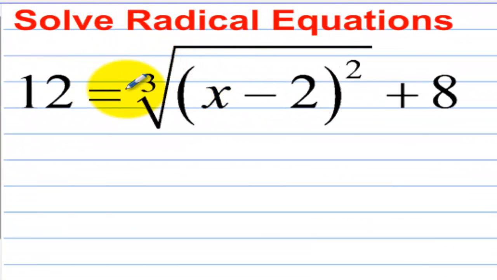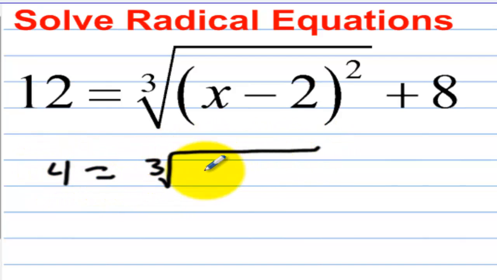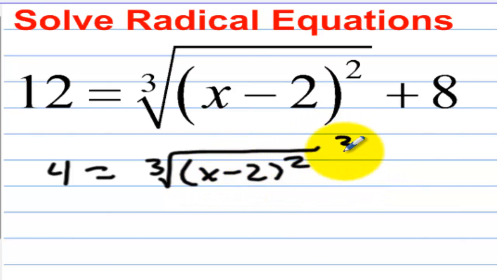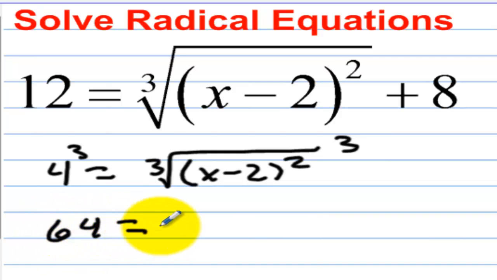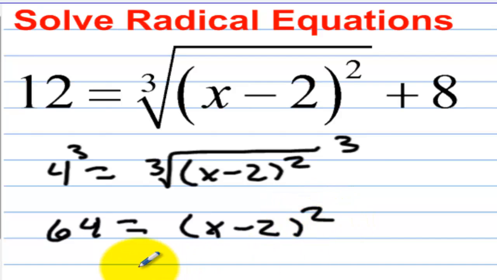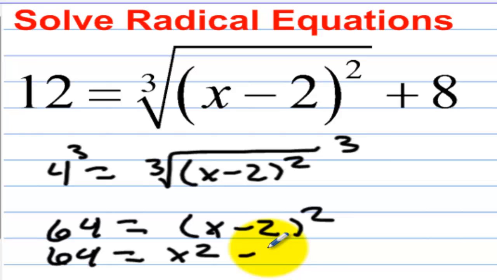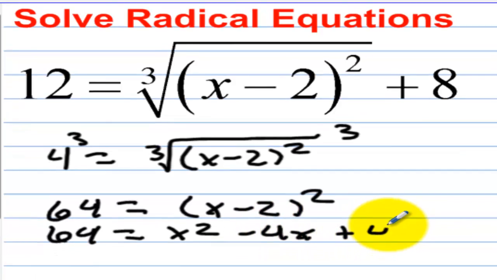Solve radical equations. We're going to start this one the exact same way by minusing 8 and isolating the radical. So we minus 8, we get 4 equals the third root of x minus 2 squared. And then we can raise both sides to the third power. We have 64 is equal to x minus 2 squared. 64 is equal to x squared minus 4x plus 4.